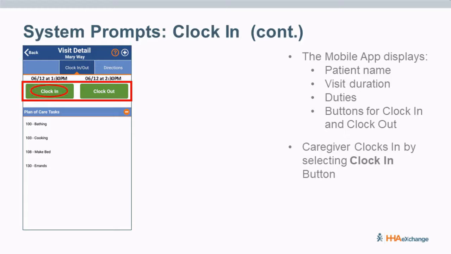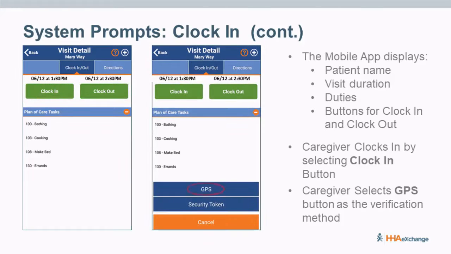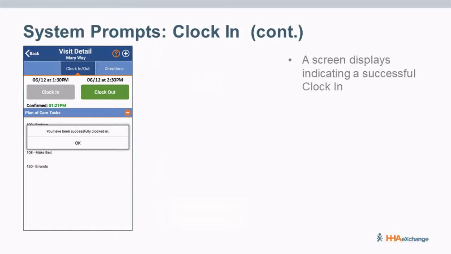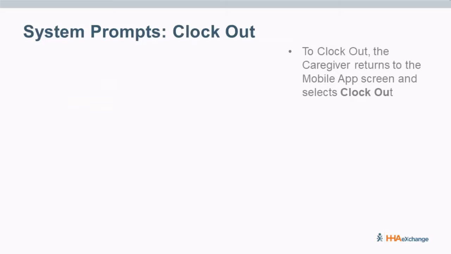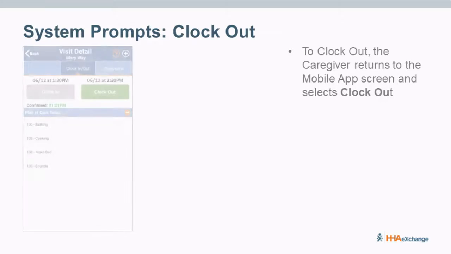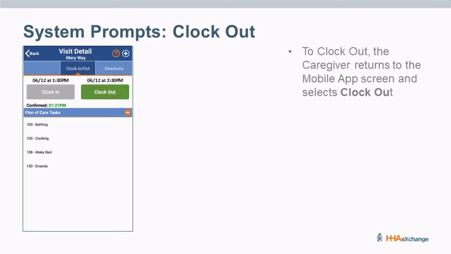The caregiver clocks in by selecting the clock in button and then selects the GPS button as the verification method. A screen then displays indicating that the clock in was successful, and the caregiver selects OK. In order to clock out, the caregiver returns to the mobile app screen and selects clock out.